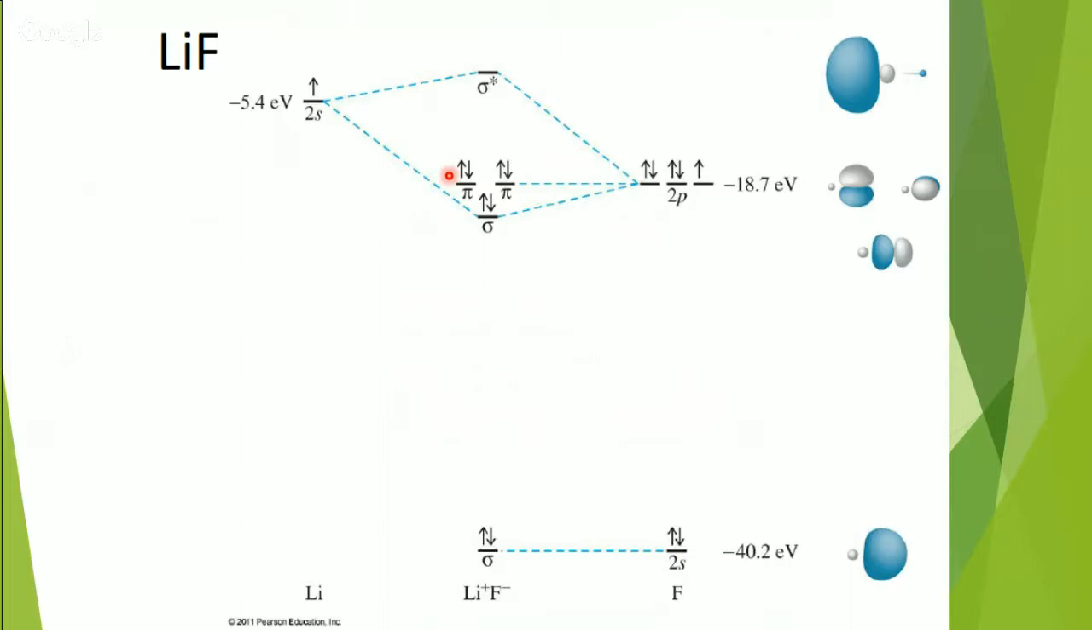Note that if we want to determine the bond order in this case, we'll consider only those orbitals that are interactions between the two elements and not those orbitals that are 100% fluorine in character.